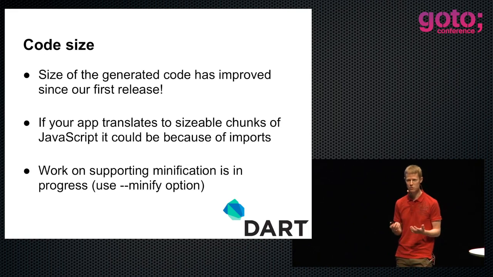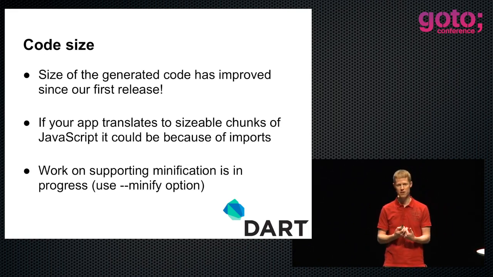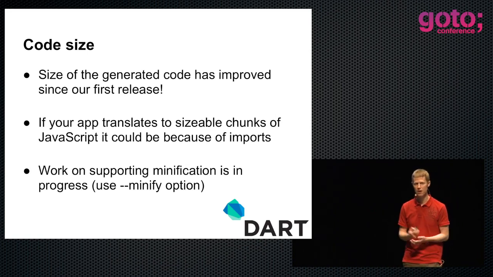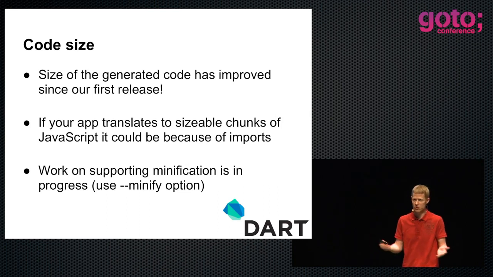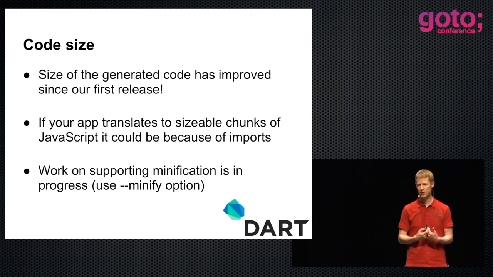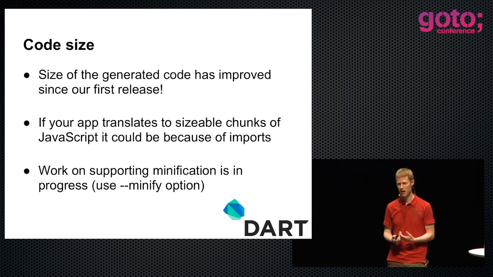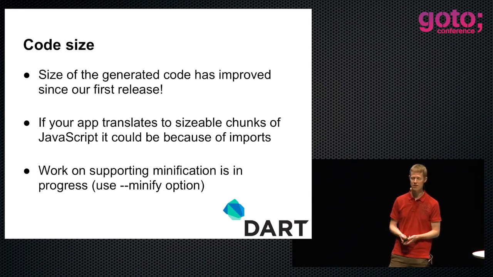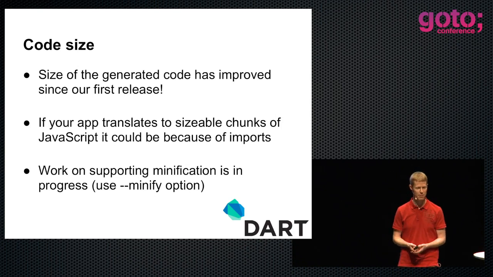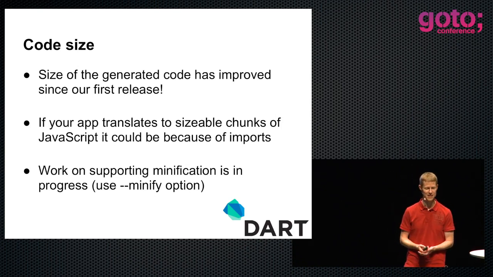One thing that we sometimes do see, though, is that people write an application that depends on a lot of libraries that it pulls in through imports. So if your application translates to sizable chunks of JavaScript, it might be because you're importing and using a lot of code transitively. We still have more work to do in this area, and we'll continue to push on this, but it's getting much better, and it's kind of nice now.